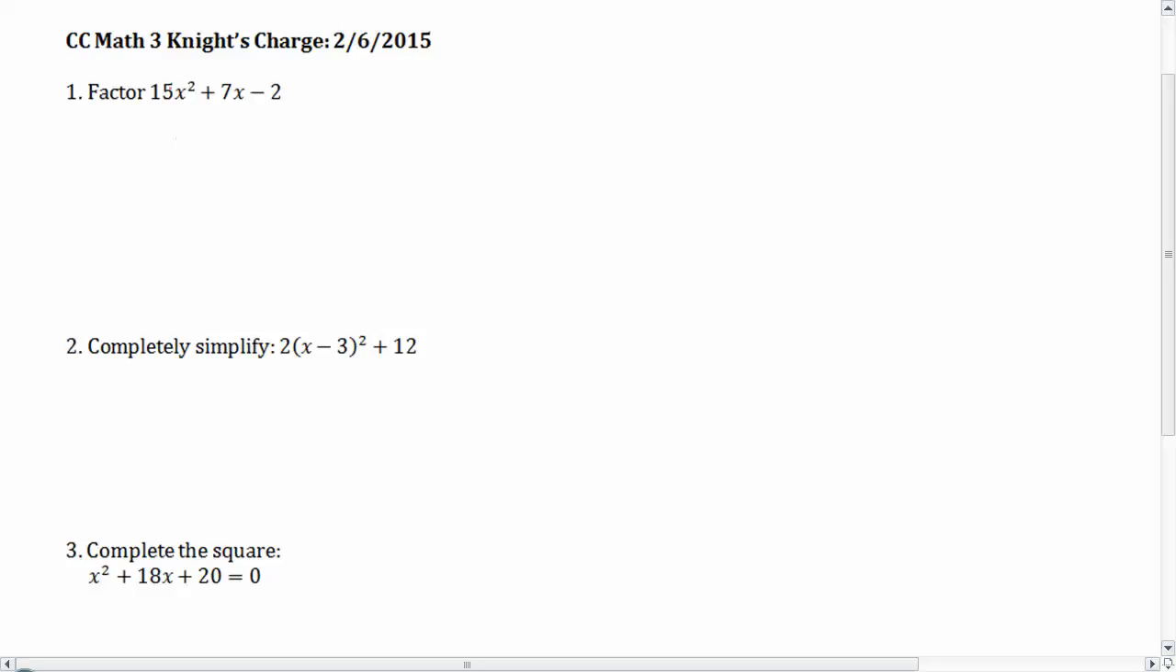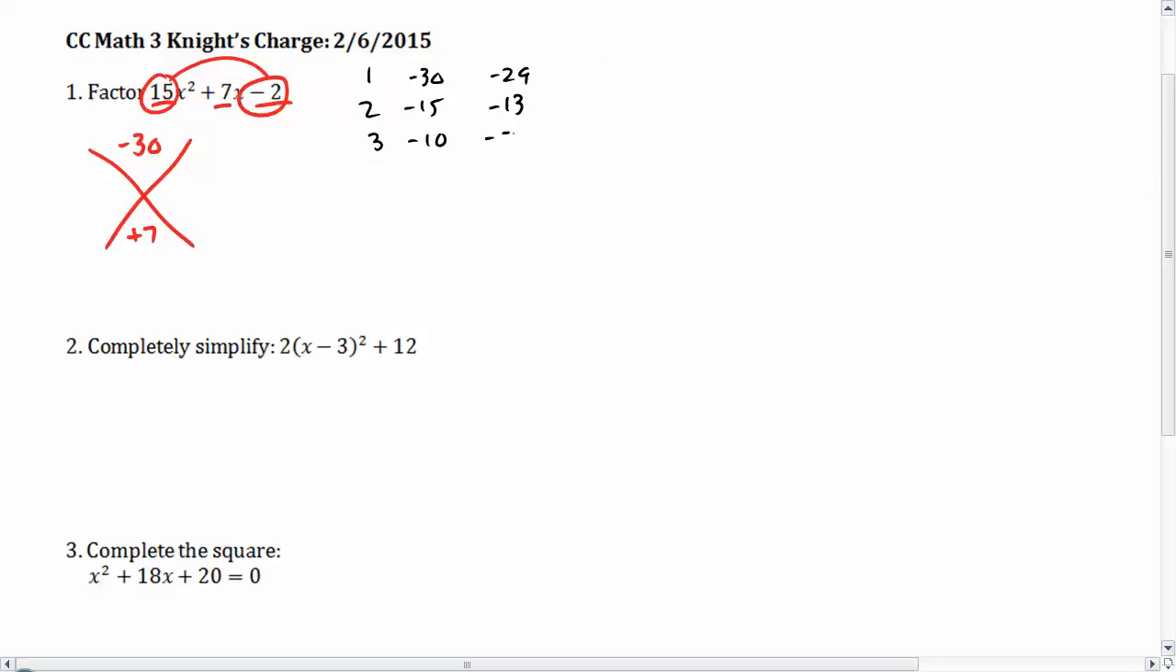Okay, so this first one, check for a common factor. There's no common factor between 15, 7 and -2. So multiply together 15 and -2, get -30 and +7. Then again, think of what numbers multiply to give you that. So you can check 1, -30, 2, -15, 3, -10. When you add these all together, it's -29, -13, -7. Well, -7 is very close to +7.